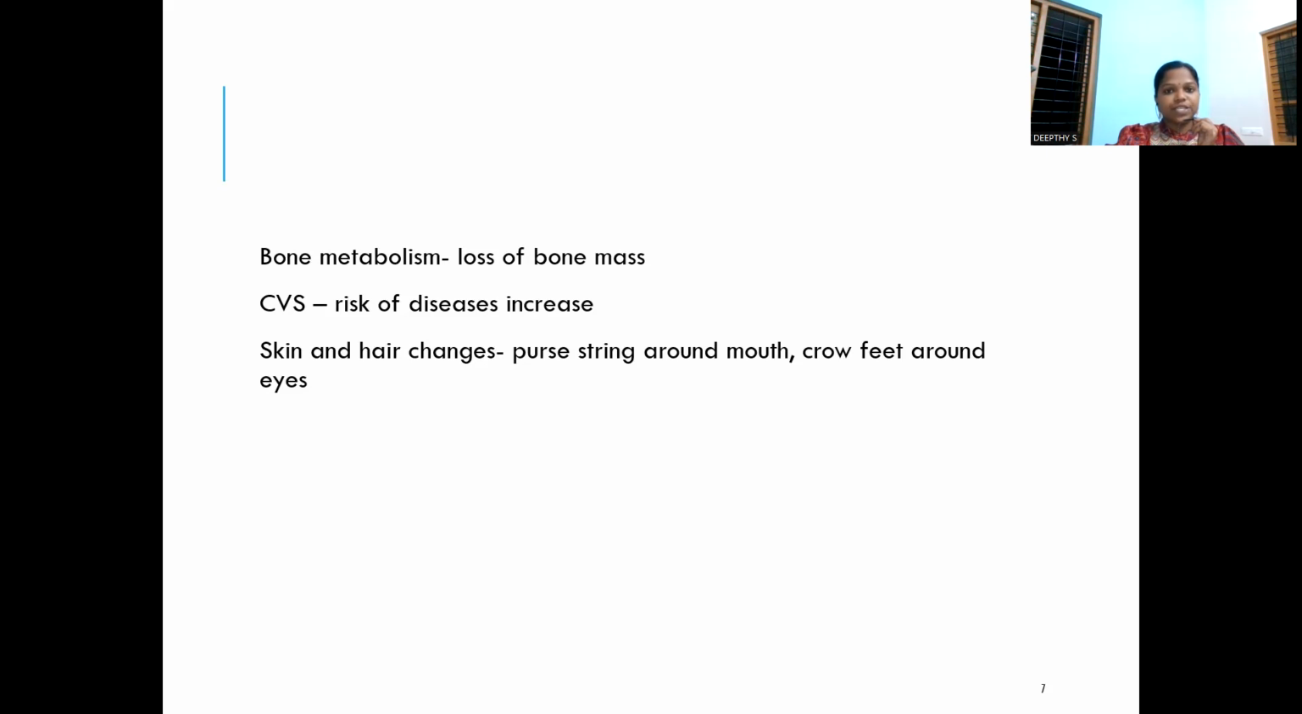Then skin and hair changes. The collagen may be lost in the skin. As a result, we can see purse string around the mouth and crow's feet around the eyes. That is the wrinkling of skin around the mouth and around the eyes.